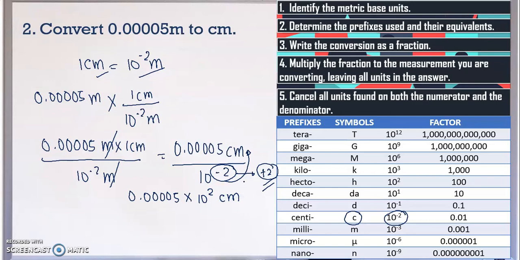And since we have to follow the rules of scientific notation, the decimal point must be moved to the right. This movement of 5 places to the right is numerically equivalent to negative 5. This value must be subtracted from the initial exponent, which is 2, and that gives us 2 minus 5. The final answer in this problem is 5 times 10 raised to negative 3 centimeter.